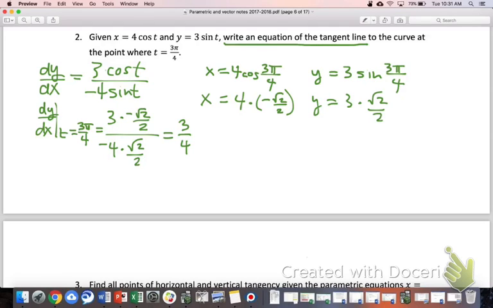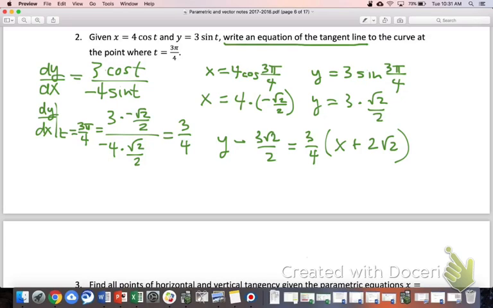Once we've got that, we basically have our point of tangency and our slope. We just need to put it in that point slope form. So it would be y minus 3 root 2 over 2 is equal to 3/4 times x plus, I guess, 2 root 2 if you want to cancel out the 4 and the 2.